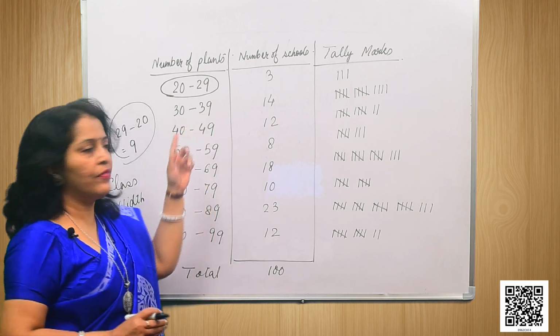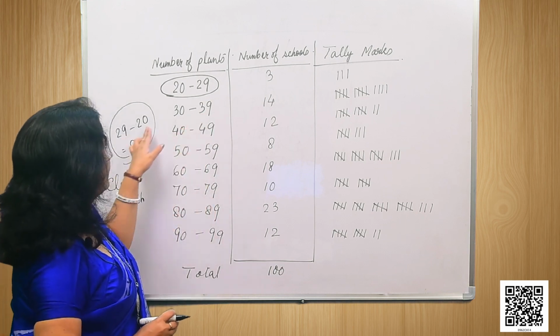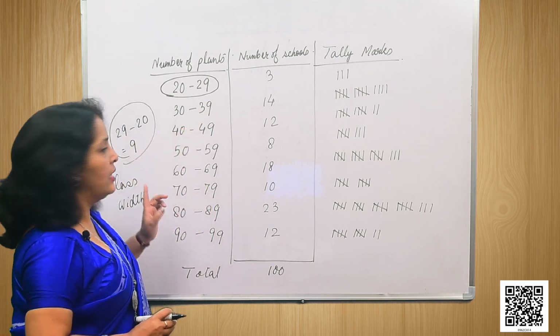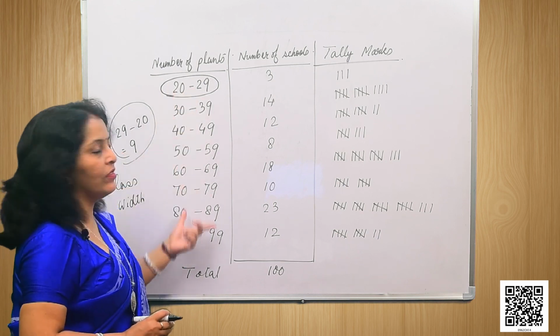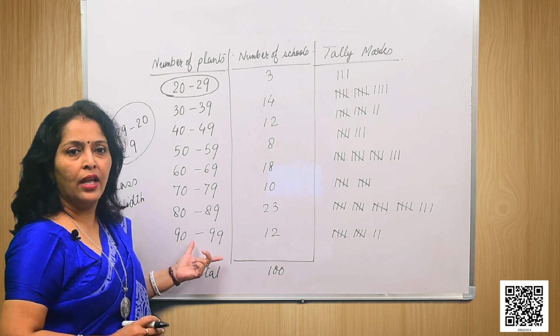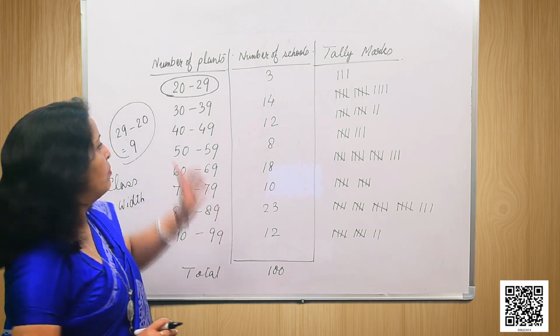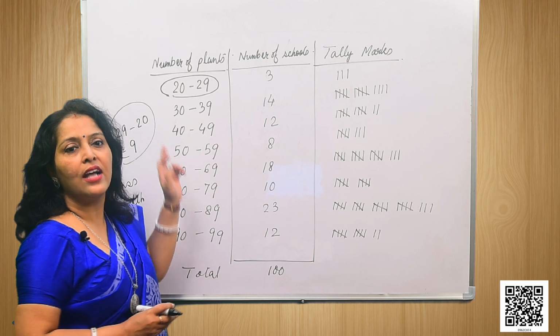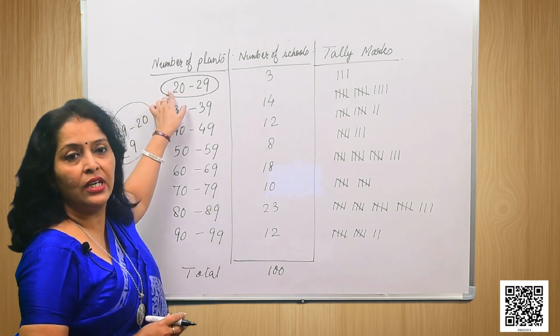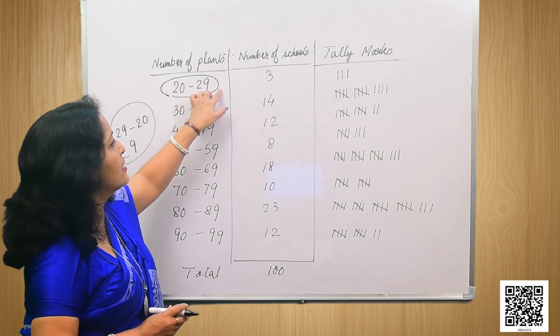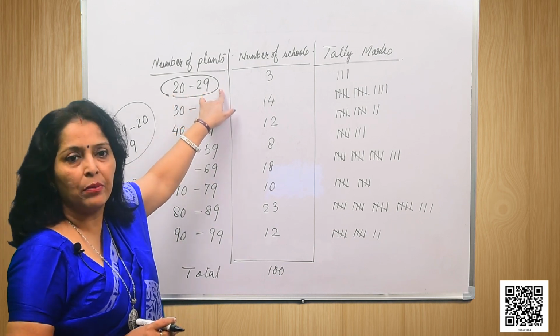I have found the difference in this manner, 29 minus 20. Now this 9 is called the class width. Check here, all of them have class width 9. And one more thing, please note, in every class interval the first number is called the lower limit and the last number is called the upper limit. So this example of classified data we have already done. I hope it is clear to all of you.